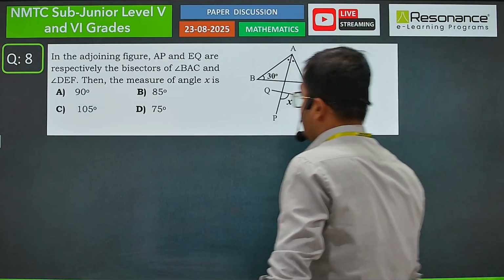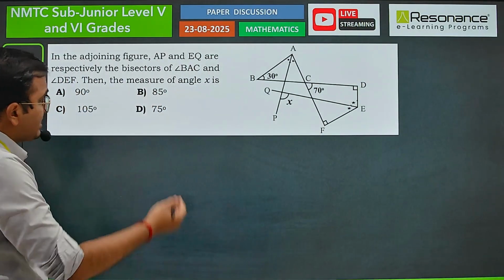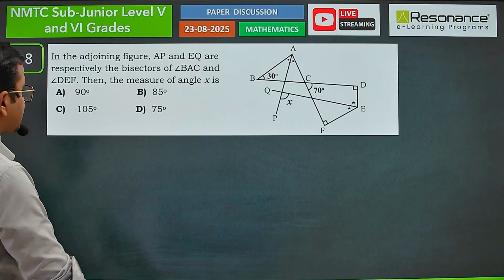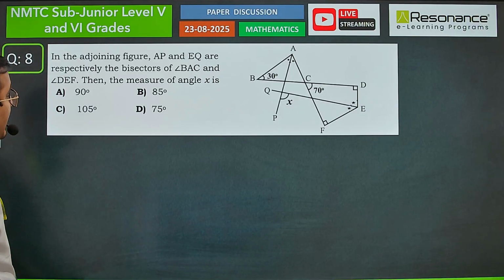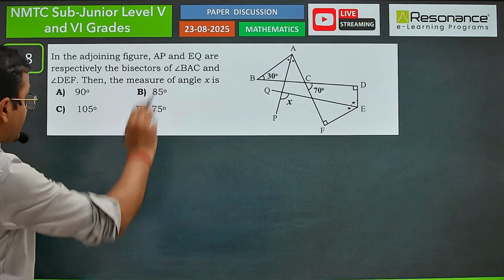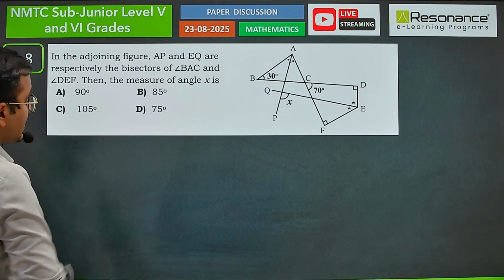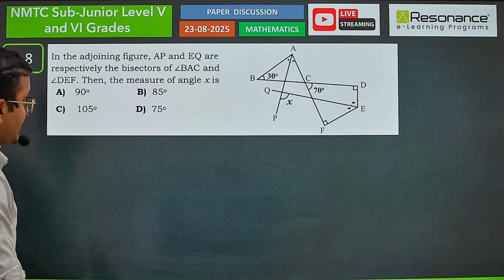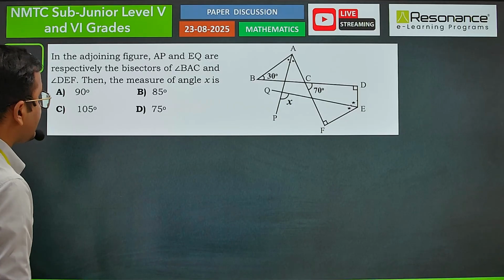Moving to the next question, question number 8. Okay, this adjoining figure, very simple. Okay, what particular values are given? That AP is the angle bisector. That's why there are 2 dots mentioned. And those are angle bisectors of that given angle. Okay, fine. Let's do it based on that.